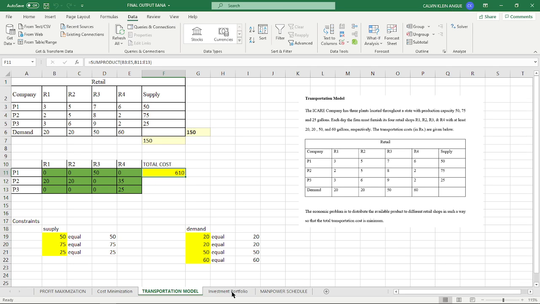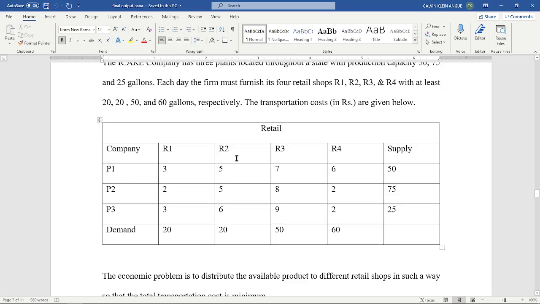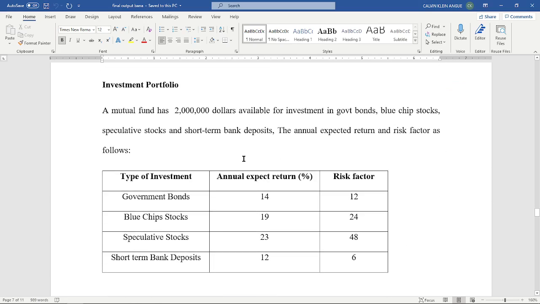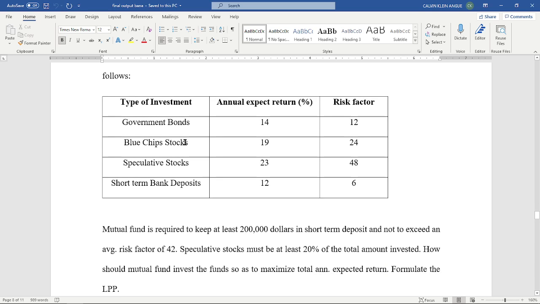Then for the investment portfolio, let's read the problem. A mutual fund has $2 million available for investment in government bonds, blue chip stocks, speculative stocks, and short-term deposit. The annual expected return and risk factor are as follows.